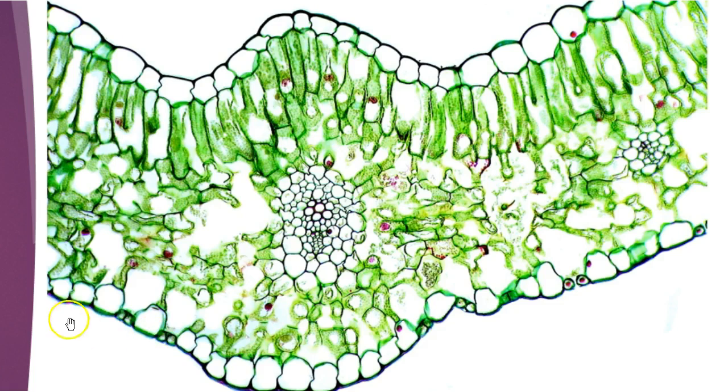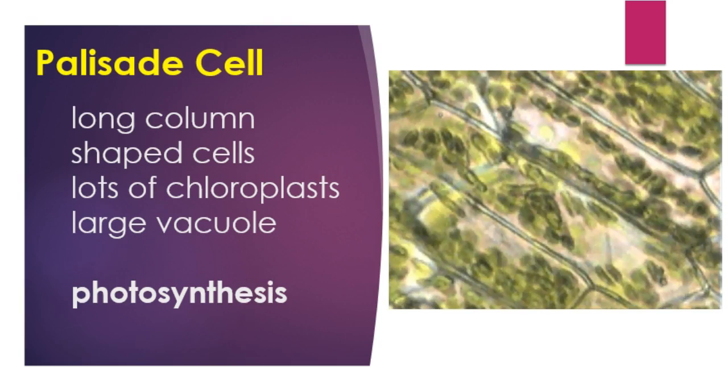I've already taken you through the epidermal cells, except for these little guys here. These pairs of cells are called stomata. The pair is called stomata, and each individual cell is called a guard cell. We're going to go through their structures and the way that they have adapted their structure to suit their function now. Here we have palisade cells.